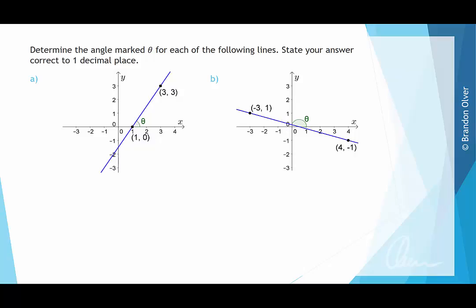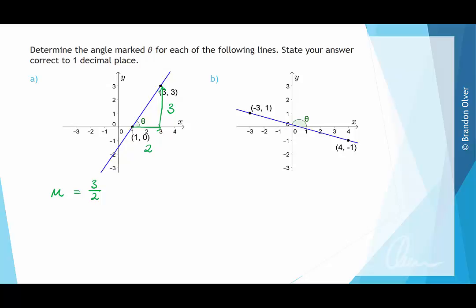So next we'll look at a couple of examples of finding angles. So for each of the following, we want to determine the angle marked theta, and we want to state our answer correct to 1 decimal place. So we know to find the angle, we need to know the gradient of the line. So for both of these, we're just going to look at the rise and the run. So for the graph in part A, we run from 1 to 3, which is a run of 2, and we rise from 0 to 3, which is a rise of 3. So we can say that our gradient is equal to the rise, which is 3, over the run of 2.